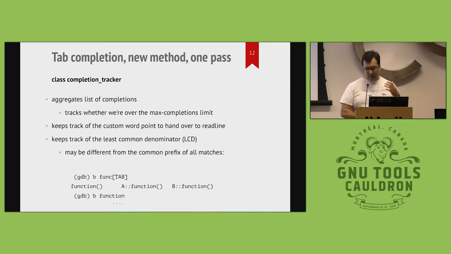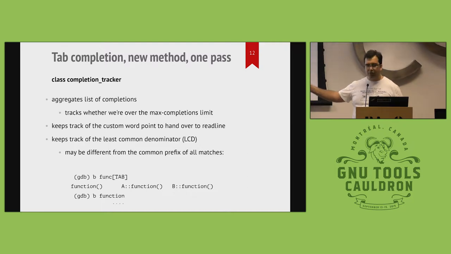The object also keeps track of the least common denominator (LCD), and this is necessary because of the wild matching support in C++ that was also added in 8.1. That's about setting a breakpoint in a function in all kinds of namespaces. So you do break function and it will set a breakpoint in A::function and B::function. And notice that we have three completion matches and an LCD that is not the common prefix of all three strings.